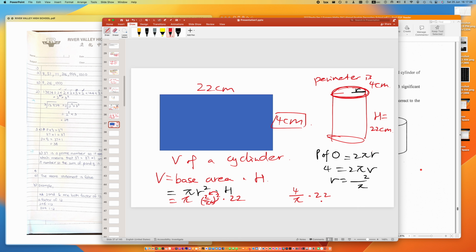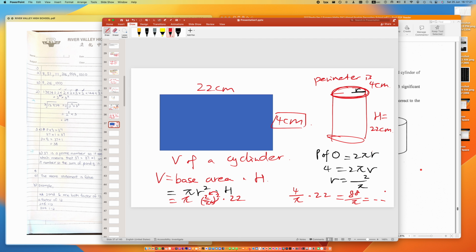So you just use the calculator and then you can get the answer. So it's 88 over pi. Of course, you'll get a decimal number. So that will be the volume. So far so good? Yes. So we are done with the volume.